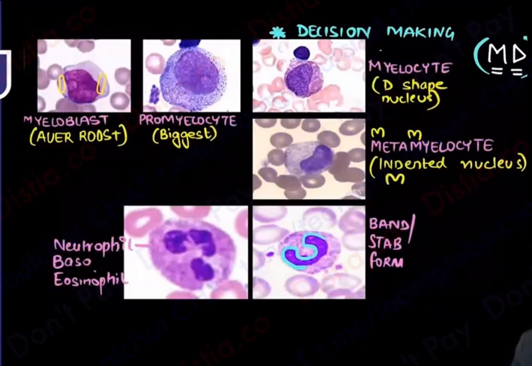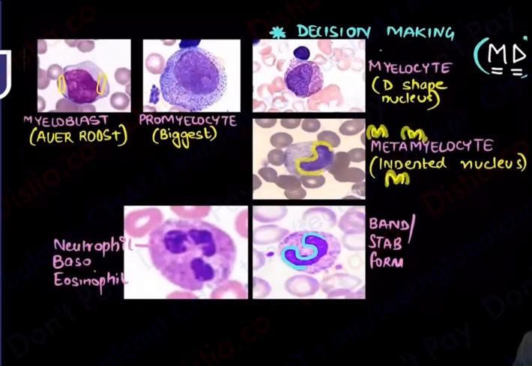So yes, let's do a very quick recap. The first cell always has to be a blast. How do I identify a myeloblast? By the OR rods. Then comes the pro, the king of the jungle, the biggest, the promyelocyte. Cut out the pro. What are you left with? Myelocyte. What is the shape of the myelocyte? D-shaped nucleus. Add a meta onto it, you get a metamyelocyte.